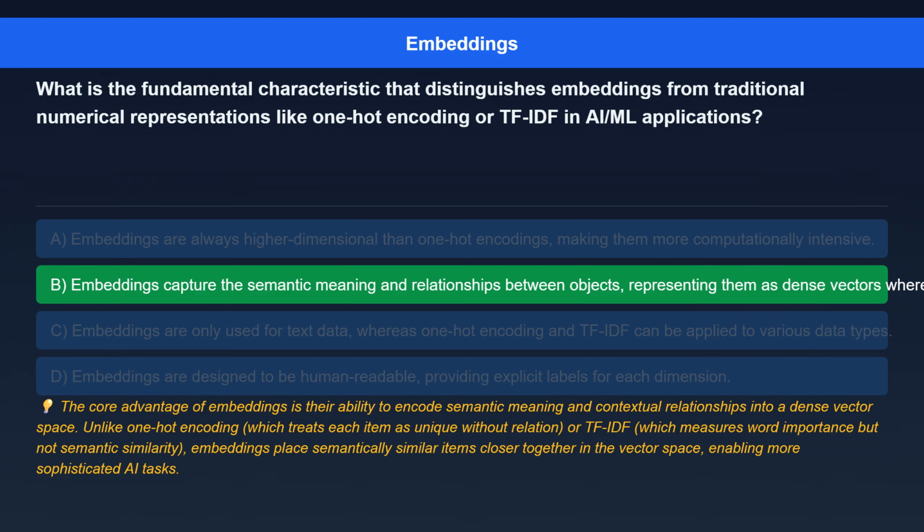The correct answer is embeddings capture the semantic meaning and relationships between objects, representing them as dense vectors where similar items are numerically close. Here's the explanation. The core advantage of embeddings is their ability to encode semantic meaning and contextual relationships into a dense vector space. Unlike one-hot encoding, which treats each item as unique without relation, or TF-IDF, which measures word importance but not semantic similarity. Embeddings place semantically similar items closer together in the vector space, enabling more sophisticated AI tasks.